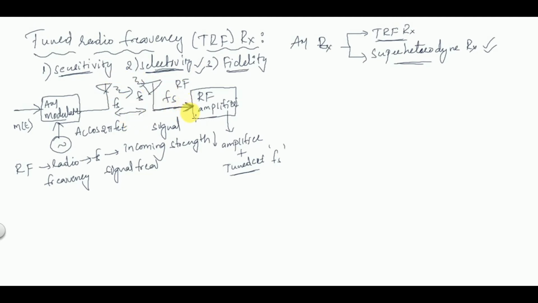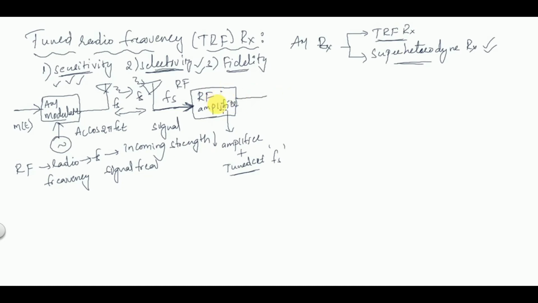Even if the incoming signal is of very low amplitude, it will be amplified by the amplifier, so that the receiver will have better sensitivity also. If the amplifier gain is more, then it will have better sensitivity. So sensitivity and selectivity are both performed in this section only.